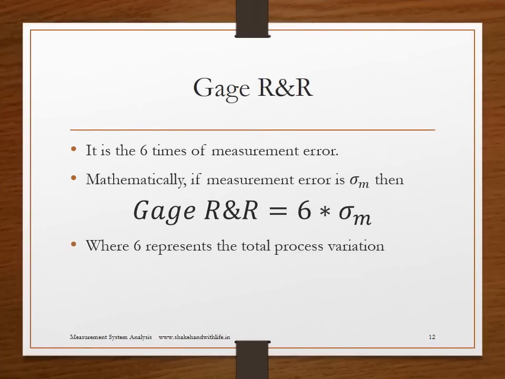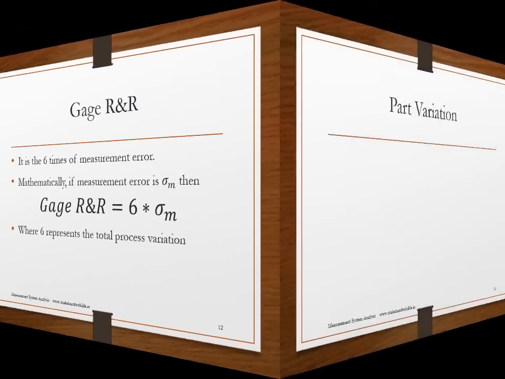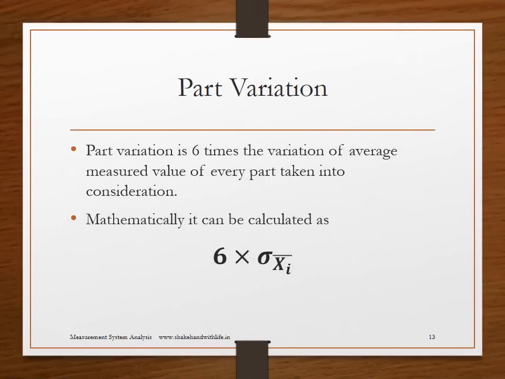Gauge R&R. It is 6 times the measurement error. Mathematically, if measurement error is sigma m, then gauge R&R will be equal to 6 into sigma m, where 6 represents the total process variation. Part variation. Part variation is 6 times the variation of the average measured value of every part taken into consideration. Mathematically, it can be calculated as 6 into sigma x i bar, where x i bar is the mean of different measurement values of a part.